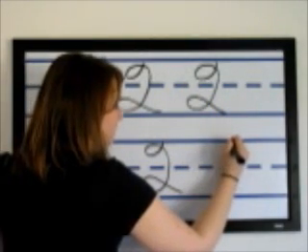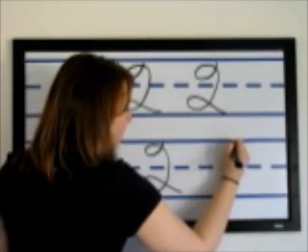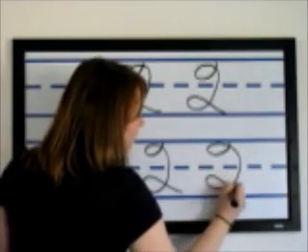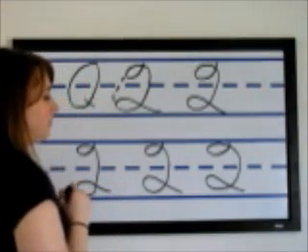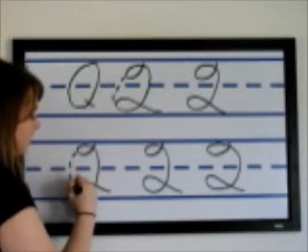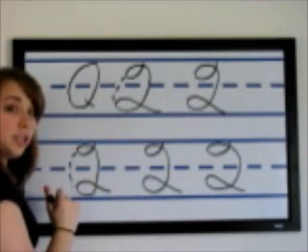Top of the top line, you curve down and around, and curve down. Okay, so in all of these you can see, if we were to draw invisible little lines, you can see the Q there.